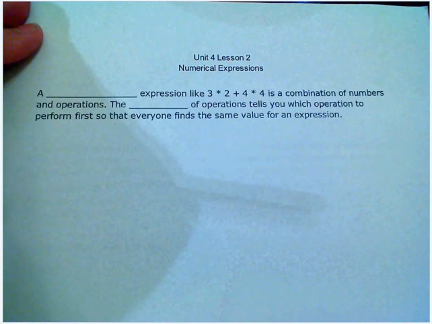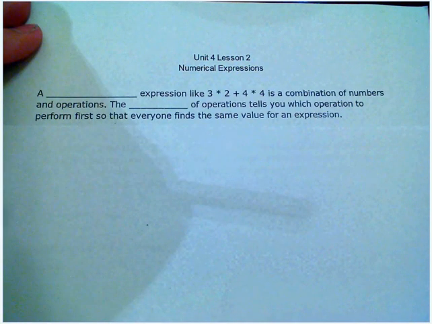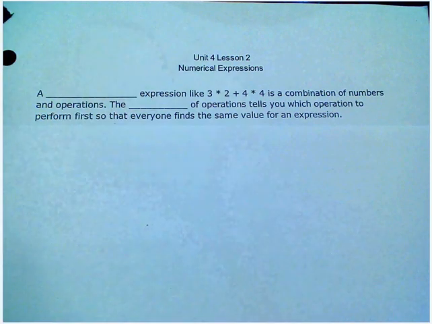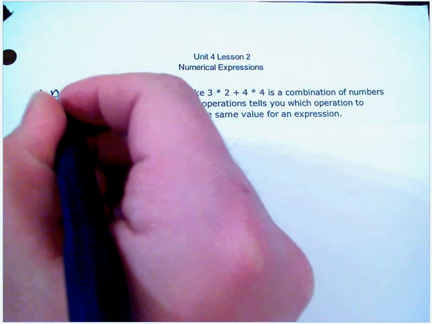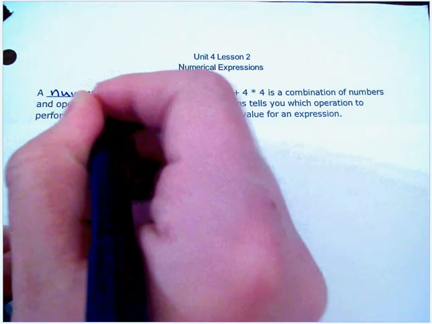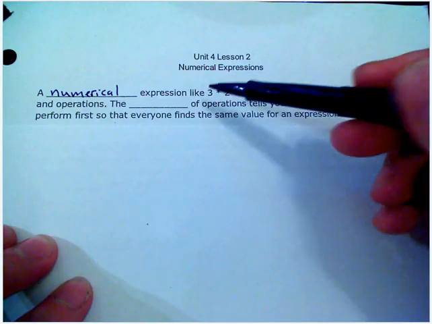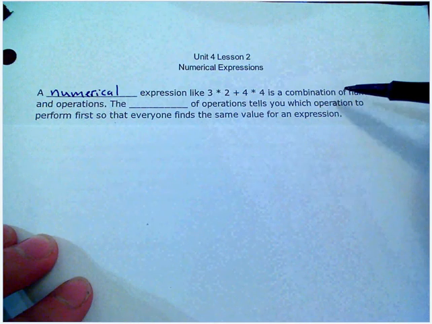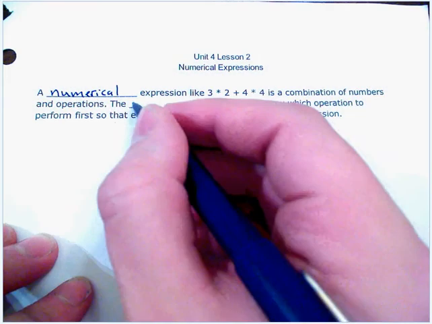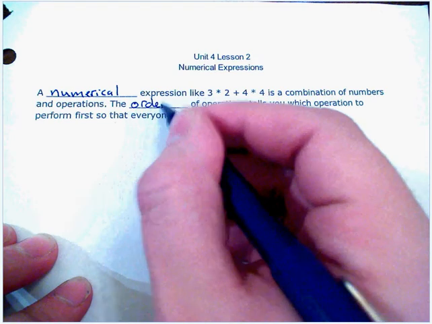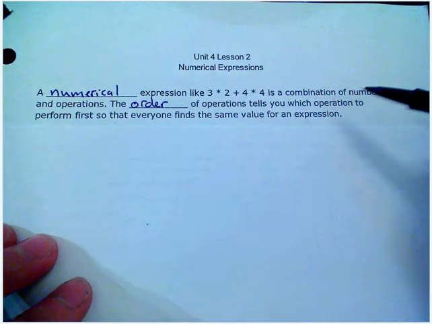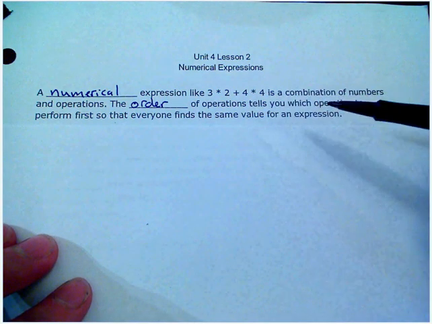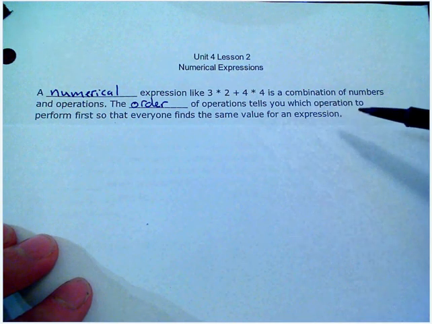Alright, we're going to start with numerical expressions. We talked a little bit and you had as part of your bell work a vocabulary word of numerical expressions. Okay, so a numerical expression like 3 times 2 plus 4 times 4 is a combination of numbers and operations. The order of operations tells you which operation to perform first so that everyone finds the same value for an expression. So make sure that you fill those in for your notes.